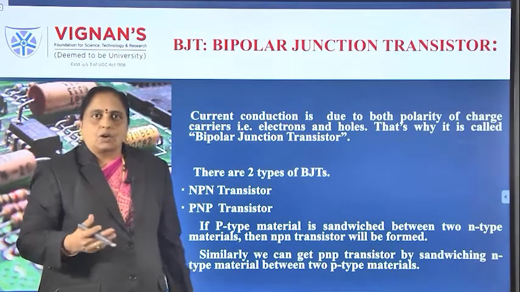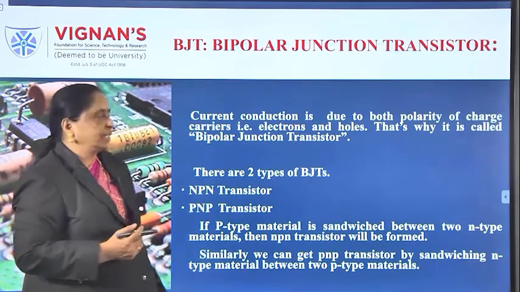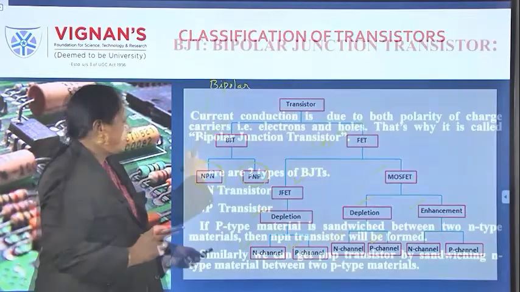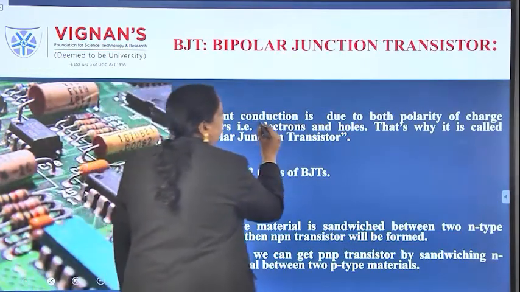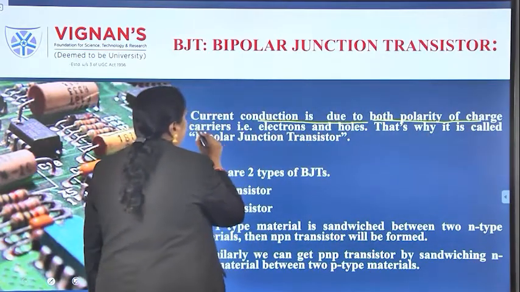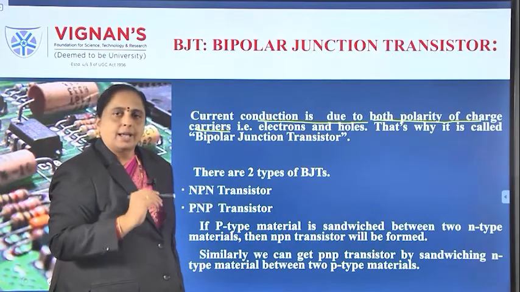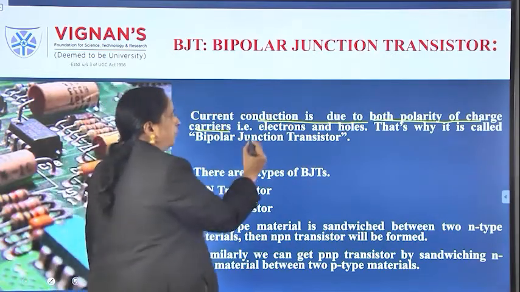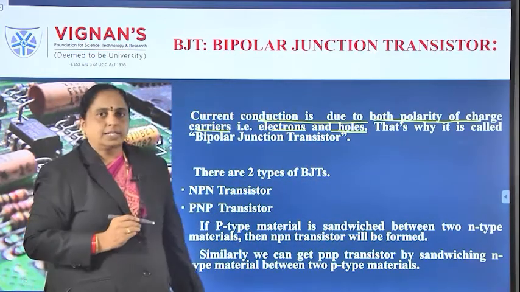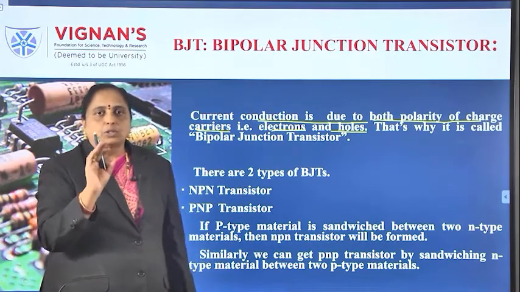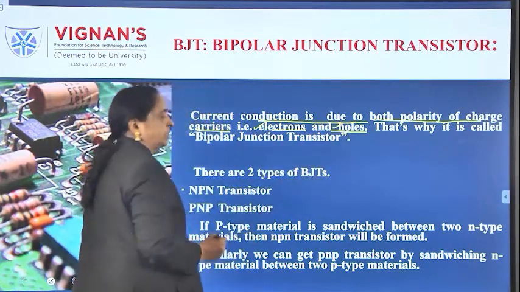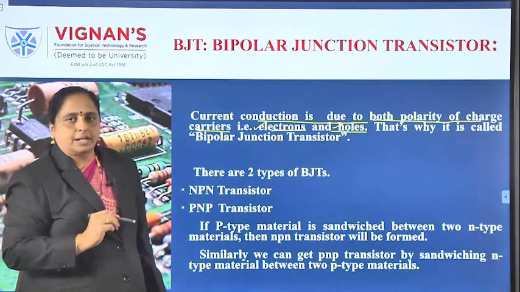Then we can concentrate on more details of bipolar junction transistors, as we already studied that there are NPN and PNP transistors. Here the current conduction is due to, as we just discussed, both polarities of the charge carriers. The polarity means positive polarity and negative polarity, that is both electrons and holes. That's why we call this a bipolar junction transistor. So it's not due to 2 junctions. It's only that the conduction is due to electrons and holes. That's why we call this a bipolar junction transistor.